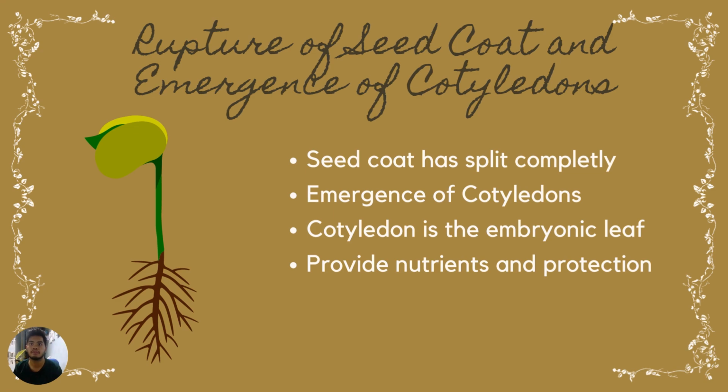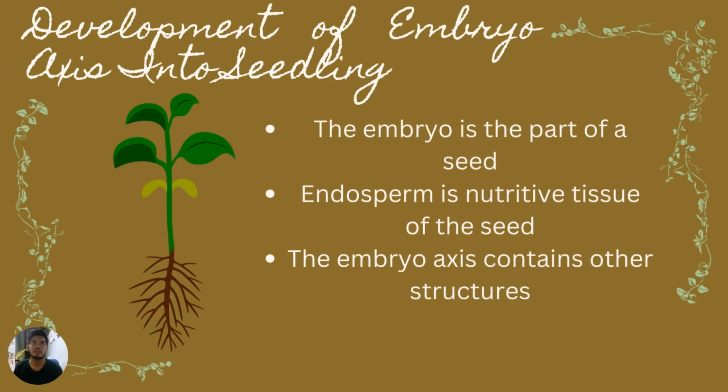So we move to the last step, which is development of embryo exits into seedling. The embryo is the part of the seed and is protected within the seed by various structures like endosperm and seed coat. Endosperm is a nutritive tissue of the seed. The embryo axis contains other structures like plumule, radicle, hypocotyl, and epicotyl that eventually lead to the formation of a new plant by embryogenesis.